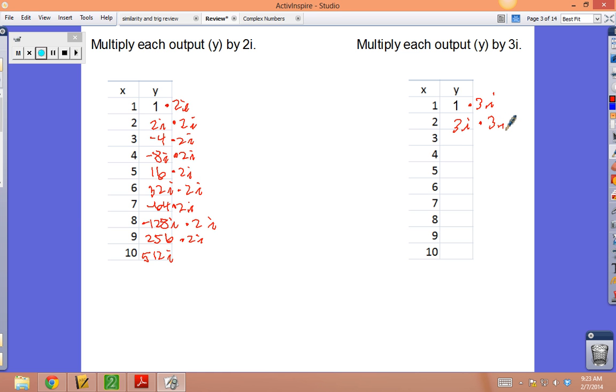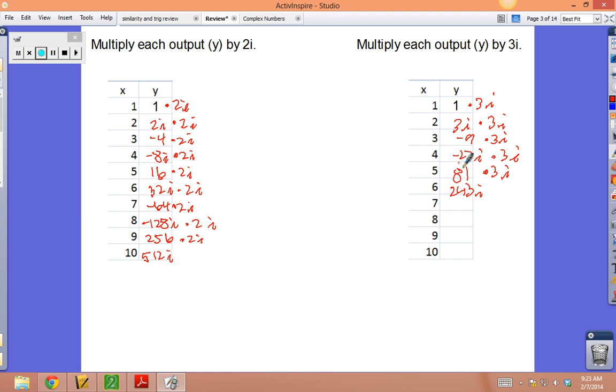3i times 3i is going to be 9i squared. i squared is a negative 1, so it's going to be a negative 9. Negative 9 times 3i is going to be a negative 27i. Negative 27i times 3i is going to be negative 27 times 3 is a negative 81. But i times i is negative 1, so negative 81 times a negative 1 is going to be positive 81. Positive 81 times 3i. What's 81 times 3? 243. So this is going to be 243i.